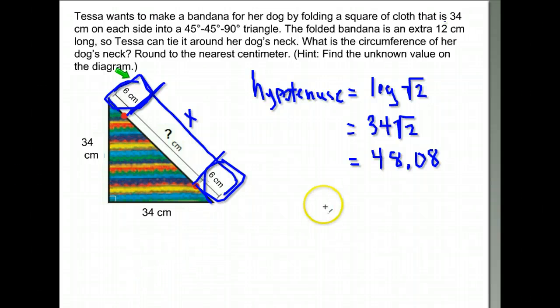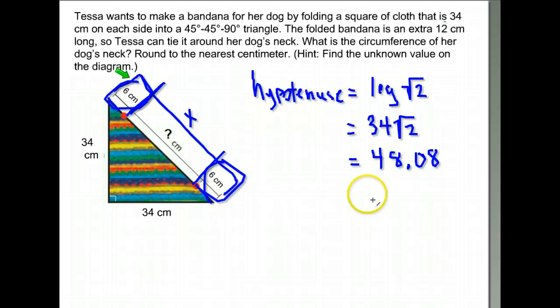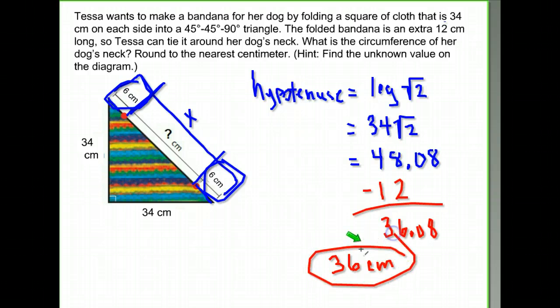So remember she put an extra 12 centimeters on there so that she had room to tie. So that's the length of that side of the triangle. Now we just subtract 12. Good. So 36.08, and it wanted it rounded to the nearest centimeter. So about 36 centimeters would be the circumference of her dog's neck.